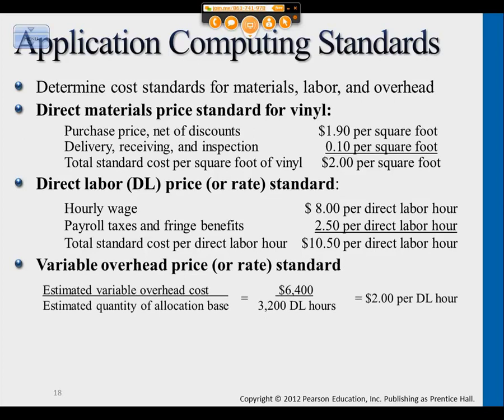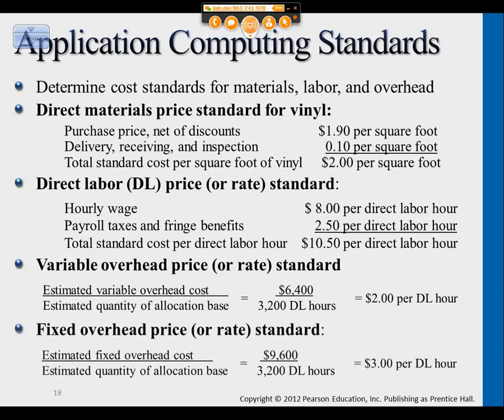Now the next one is the variable overhead price or rate standard. How do we calculate this? It's a little bit more complicated, so let me explain. Variable overhead will total $6,400 based on 8,000 DVDs. That's something we derive from the static budget. Let me show you both.